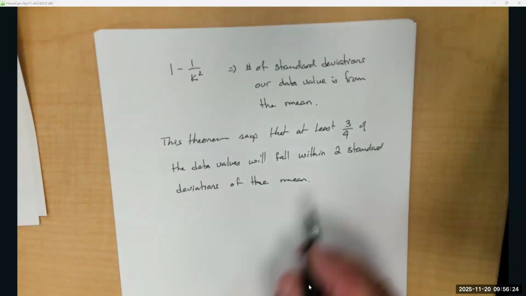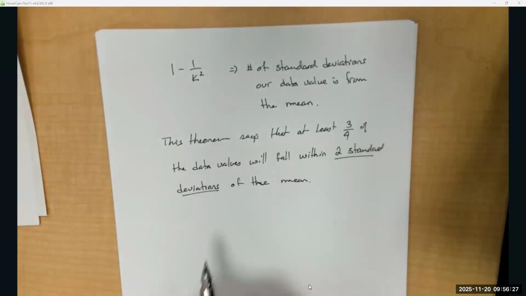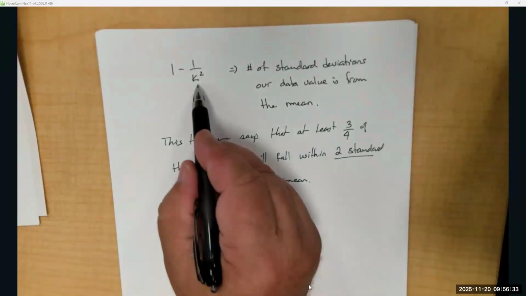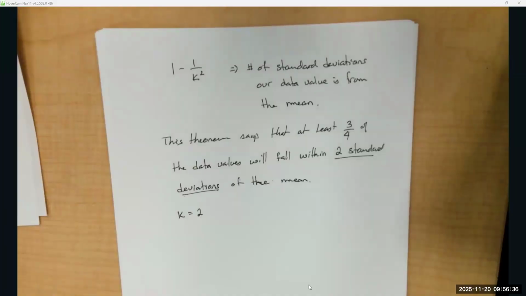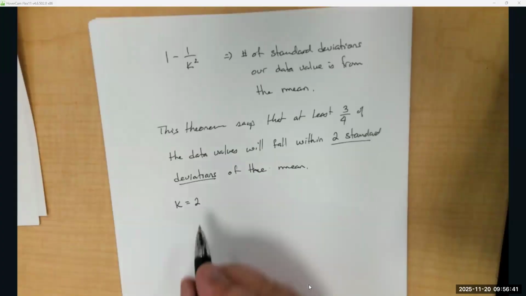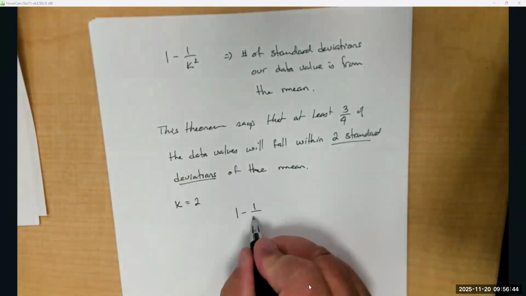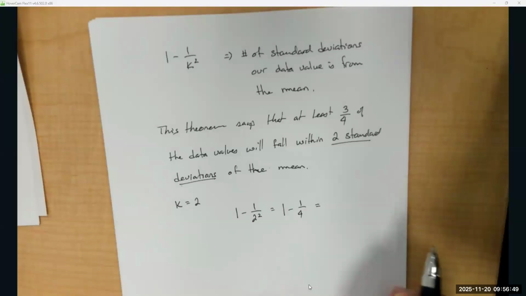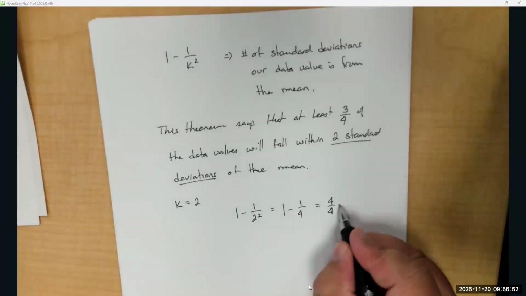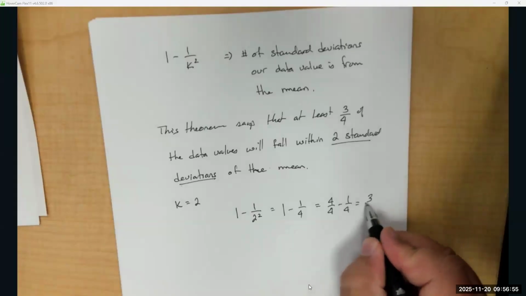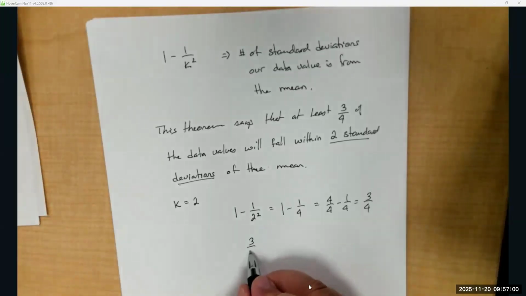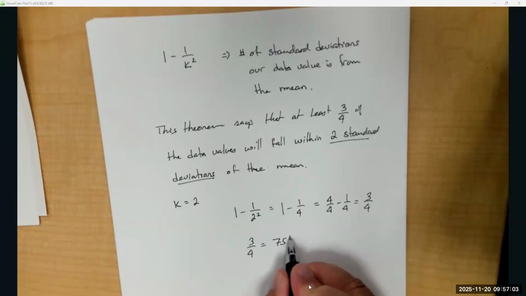Let's see how they got that. 2 standard deviations. So that means K is equal to 2. Remember, K is the number of standard deviations. Again, he was Russian, so they didn't use S like everybody else. They used their own Cyrillic language, and it looks like a K. So we have 1 minus 1 over 2 squared. 1 minus 1 over 4. So it's 4 over 4 minus 1 over 4, which makes it 3/4. 3/4 is the same thing as 75%.